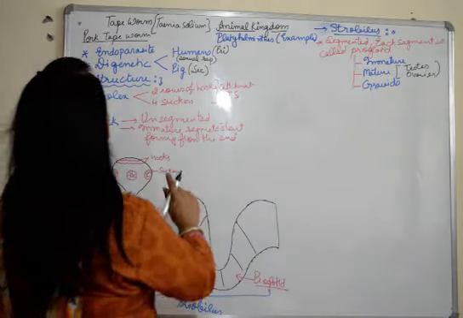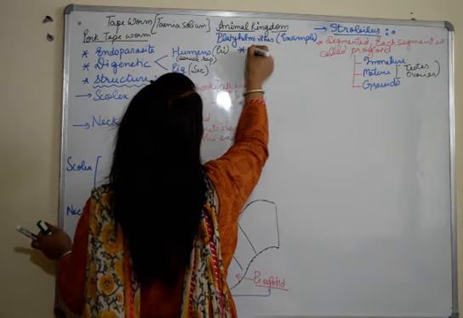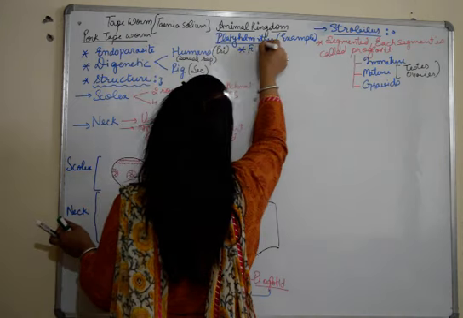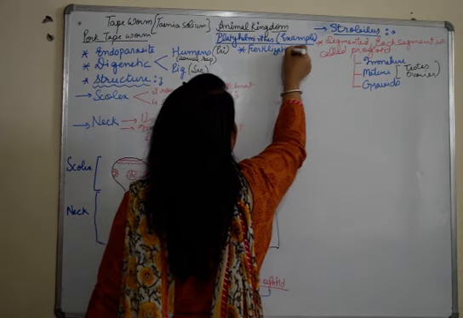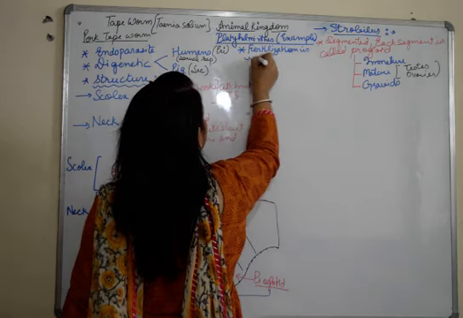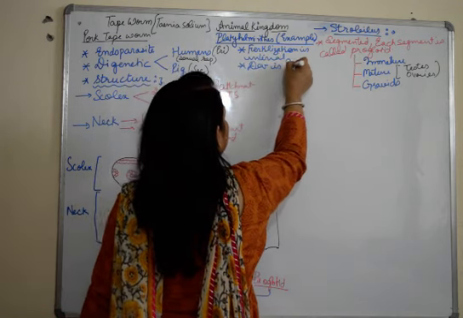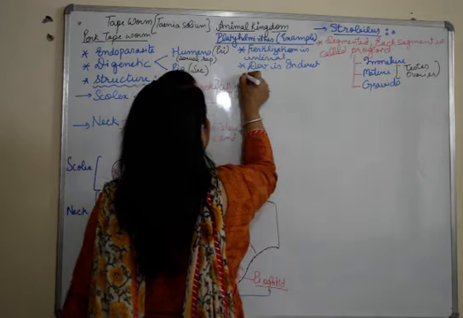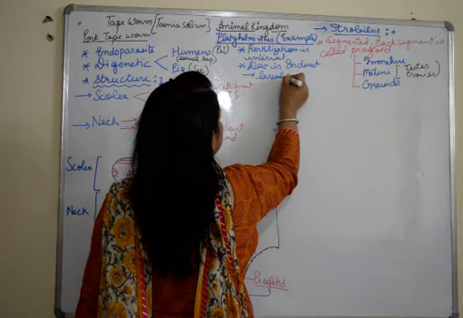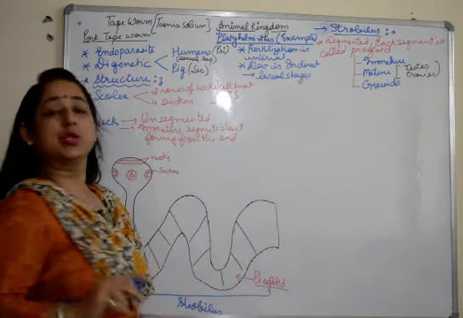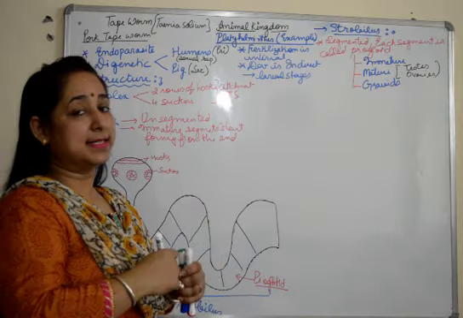Now talking about fertilization, I'll write here. Fertilization in tapeworm: fertilization is internal and development is indirect. That means the larval stages are there. There are larval stages which are seen. So this is the type of fertilization taking place. So we were talking about the mature proglottids wherein testes and ovaries are present.